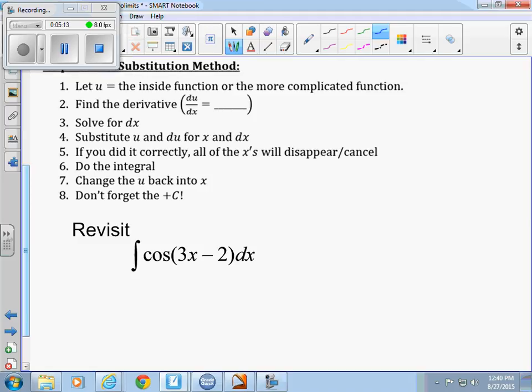Again, yes, we could do the bell ringer without it, but there are some we won't be able to. So we're just going to use the method on the bell ringer, show you that it works, and then go to other problems. So I'm going to let u equal the inside of the function or a complicated portion of the function.